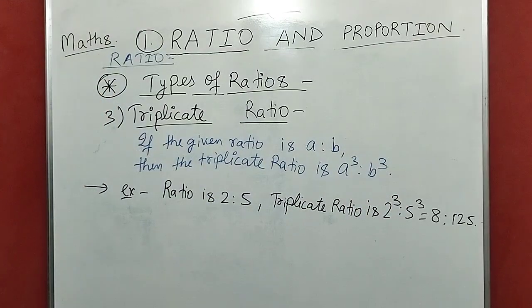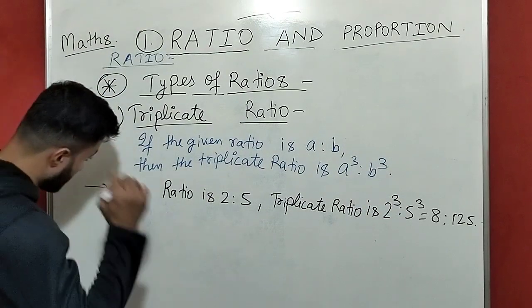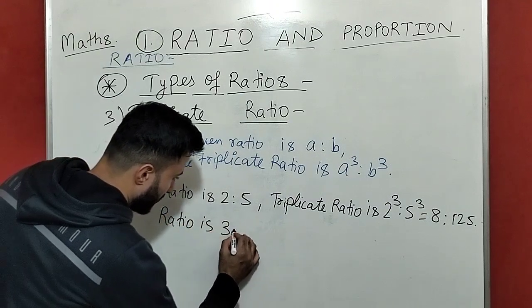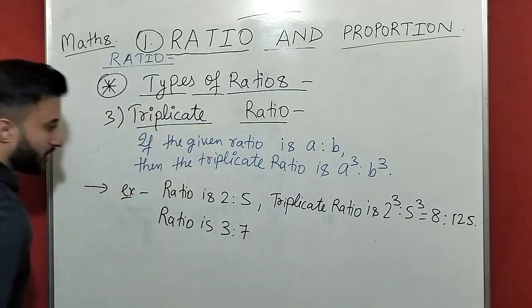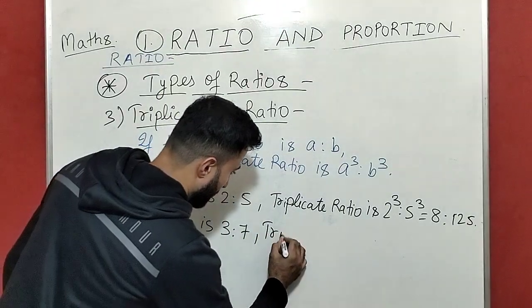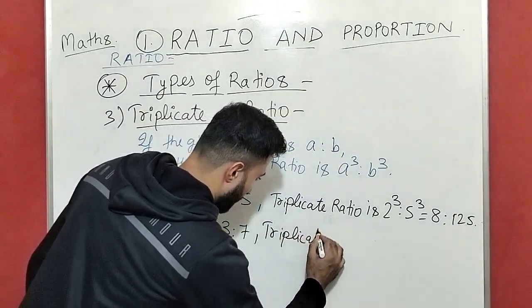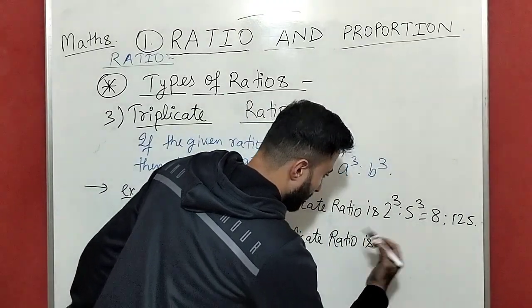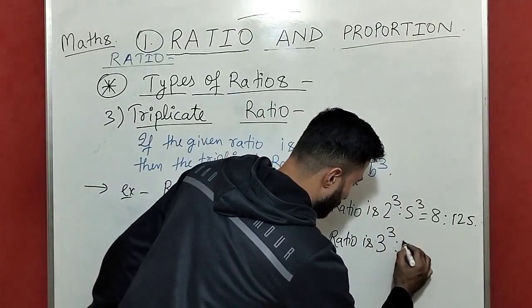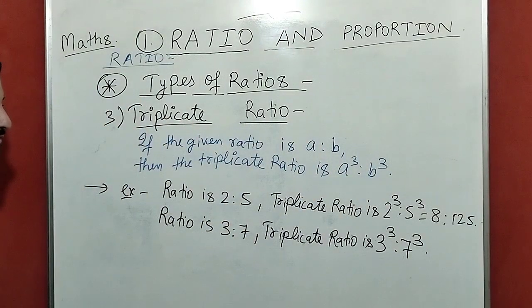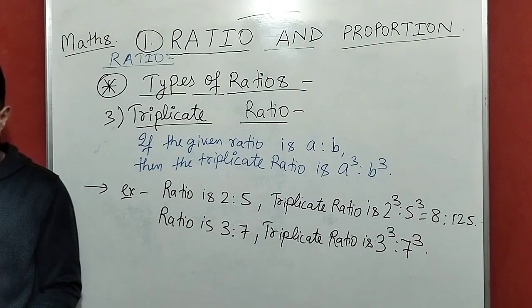Okay. Like suppose the next example is, if the ratio is 3:7. Then the triplicate ratio means cube: 3 cube is to 7 cube. So find in the calculator 3 cube is to 7 cube. You will get the answer for this. So copy it down.